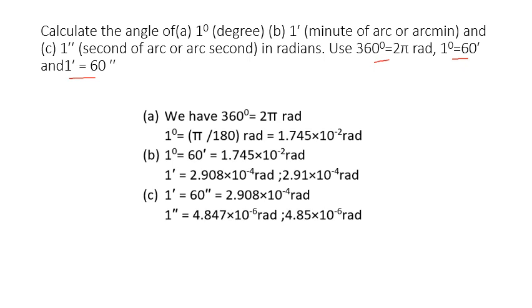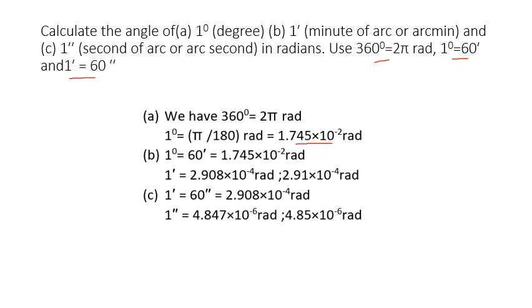Okay, right? So this is your first subdivision. We have 360 degree equal to 2 pi. Then what is 1 degree? 1 degree equal to pi by 180 radian. Okay, if you substitute pi value, you will get 1.745 into 10 to the power minus 2 radian. Very important. 1.745 into 10 to the power minus 2 radian.